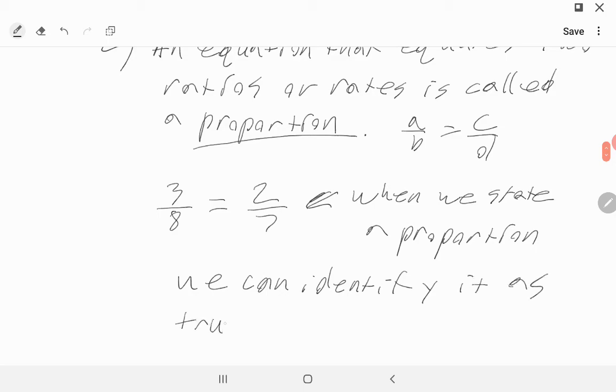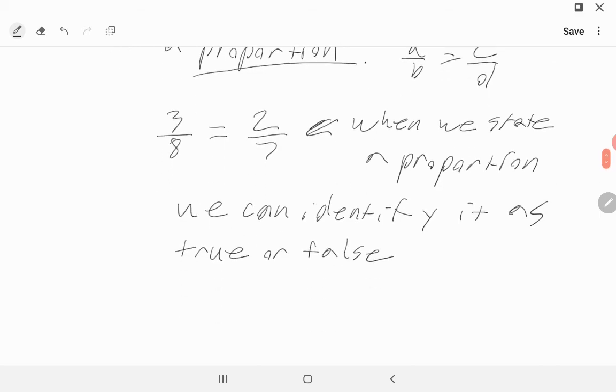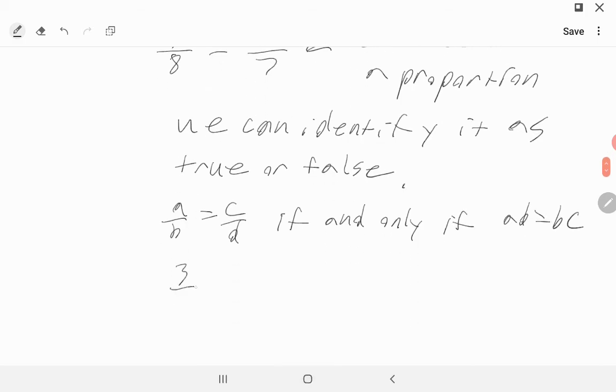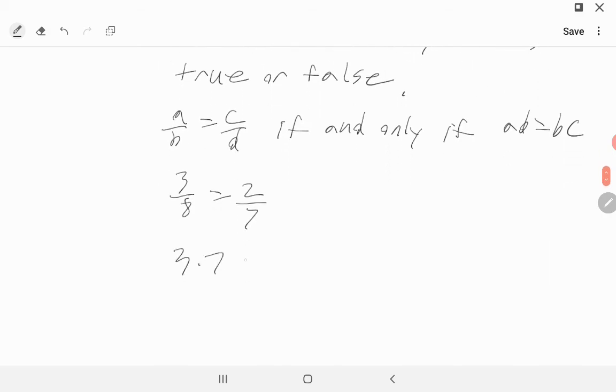as true or false. The easy way to tell is just try cross multiplying. If the cross multiplication works, it's true. If it doesn't, it's false. So A divided by B equals C divided by D if and only if AD equals BC. If we state 3/8 equals 2/7, we check the cross multiplication: 3 times 7 is not equal to 8 times 2. And so we know that this is a false proportion.